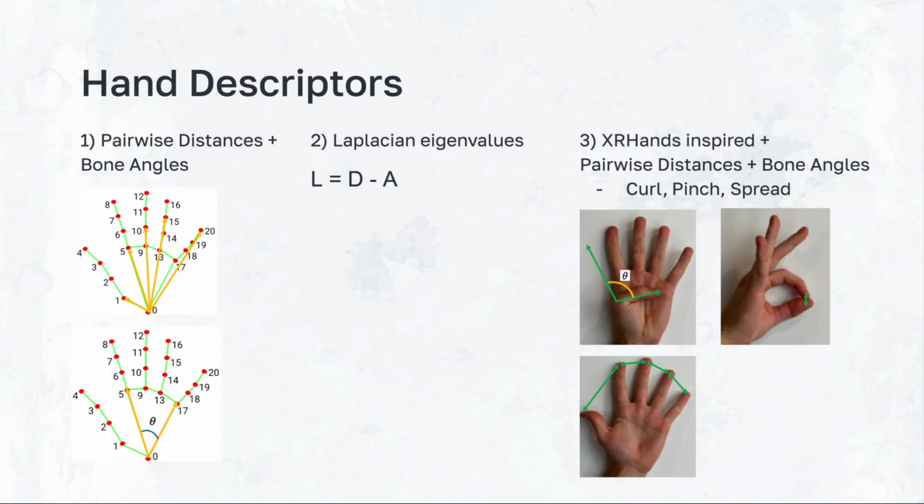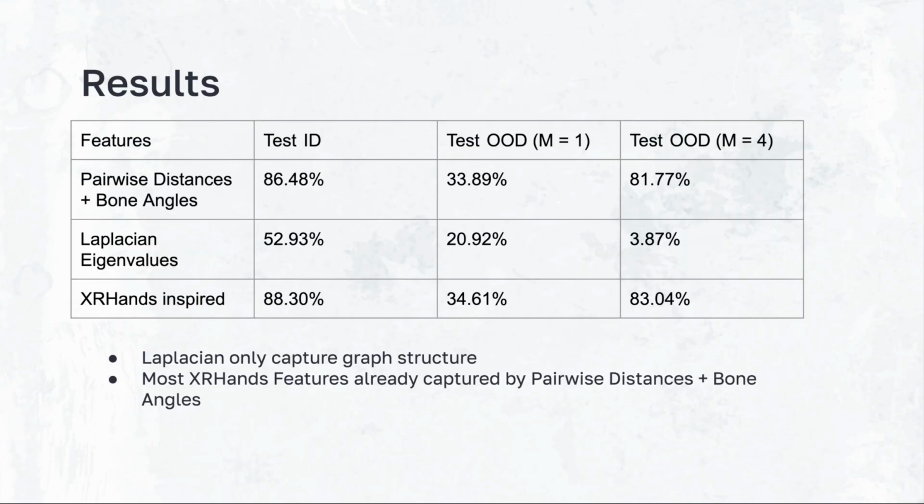We also referenced the XR hand features designed for AR and VR applications and implemented them for our own usage. This namely added the finger curl, pinch distance, and spread to the original pairwise distance and bone angles. And these are the results as shown here. So with pairwise distance and bone angles, they actually achieve a rather decent performance.